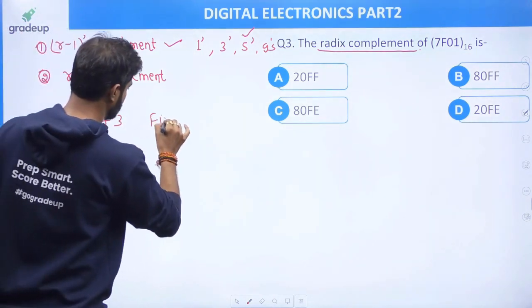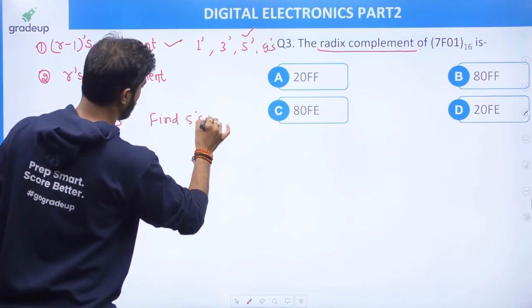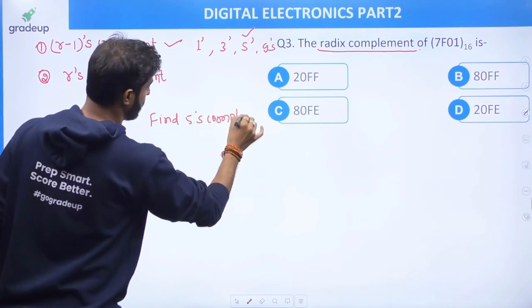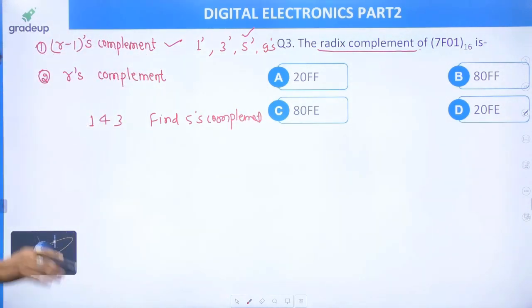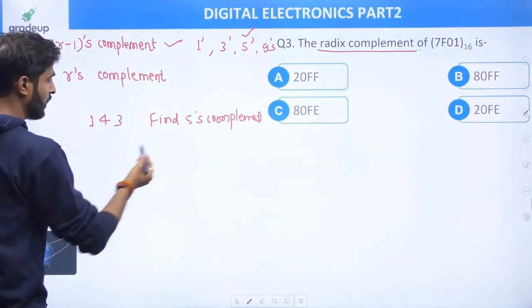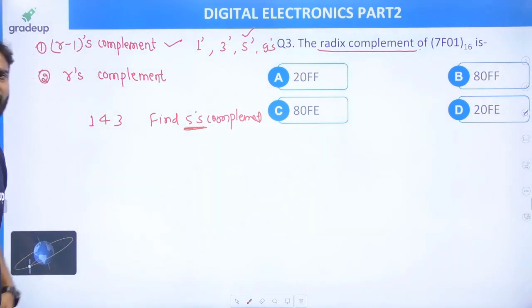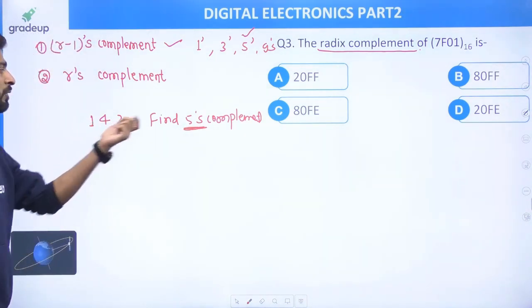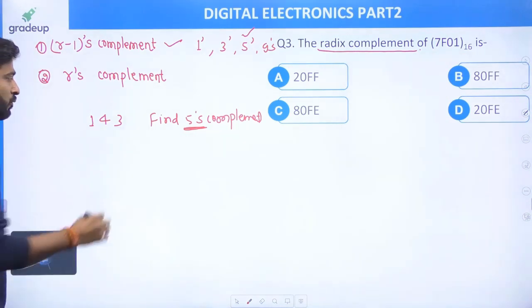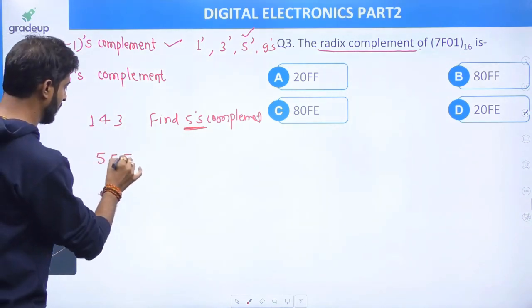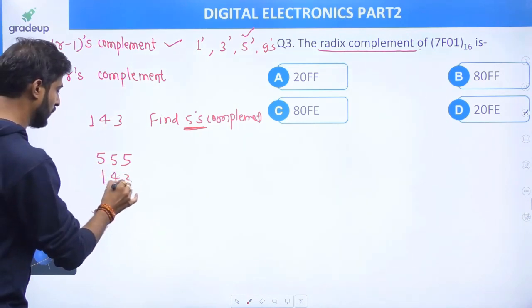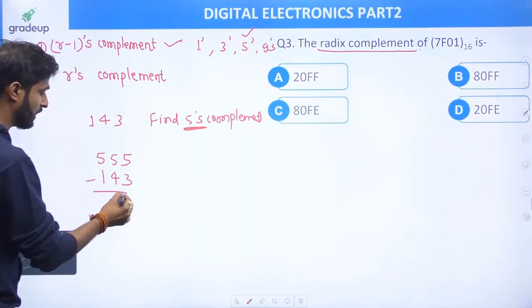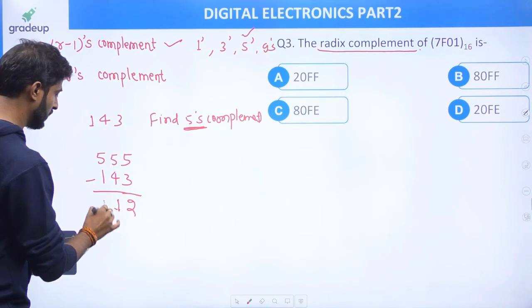Find 5's complement of it. Before doing this question, everybody just listen. 5's complement. Everybody has given the correct answer, right? So that's great, right? 5's complement. Whenever you want to find the 5's complement, just write the 3-digit number of 5, since the maximum number is 5. So my dear friend, I'm writing 5, 5, 5, right? That is the maximum number. And subtract 1, 4, 3 from this. You'll get the answer. It is 4, it is 1, it is 2.